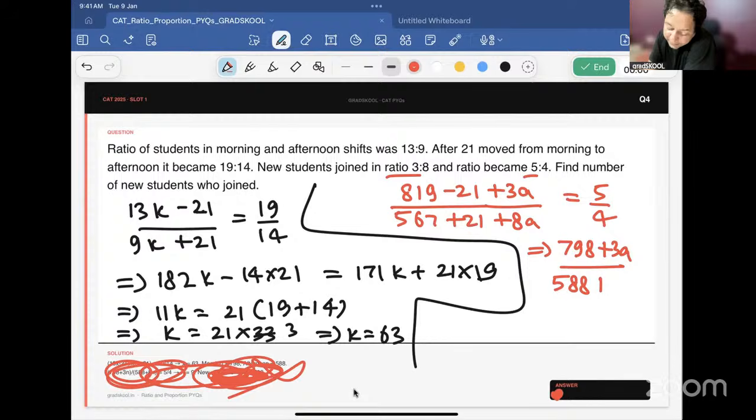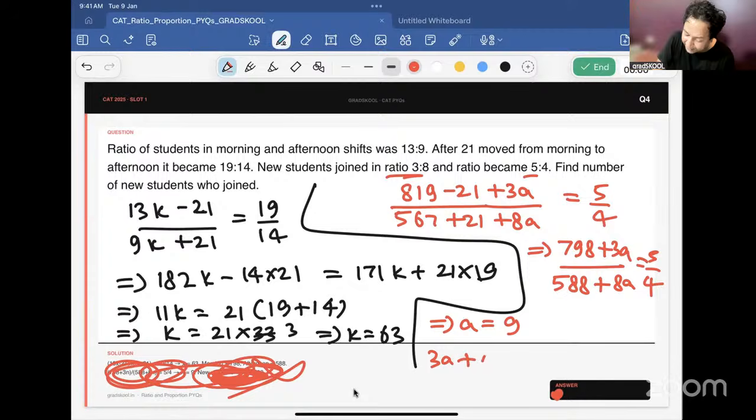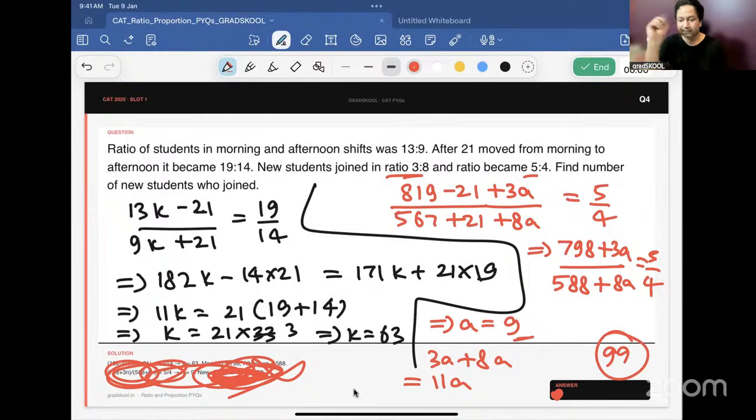588. Yeah. Plus 8A is 5 by 4. Let's cross multiply again, get the value of A. What's the value of A? Is it 9? I think it will be 9. Yeah. The value of A becomes 9 if you solve it. So how many students joined? It was 3A plus 8A. So 3A plus 8A new students joined, which is equal to 11A. And A is 9. So the answer is 11 into 9, that is 99. Clear?